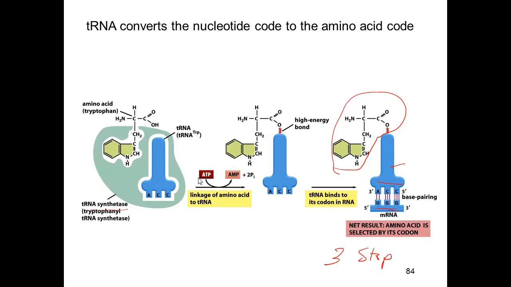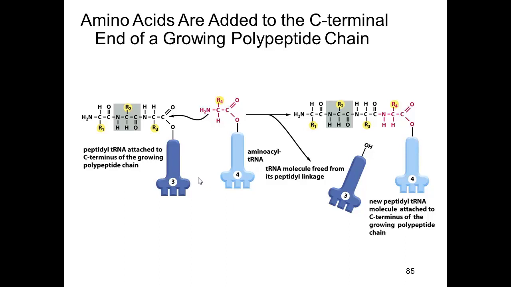There are 61 different tRNA synthetase enzymes, and these enzymes are responsible for attaching the proper amino acid to the proper tRNA molecule. We've said many times that DNA is synthesized 5 prime to 3 prime. The corollary for proteins is that they are sequenced from the N terminus to the C terminus. You can also say the amino terminus to the carboxy terminus. Amino acids are always added to the carboxy terminus.